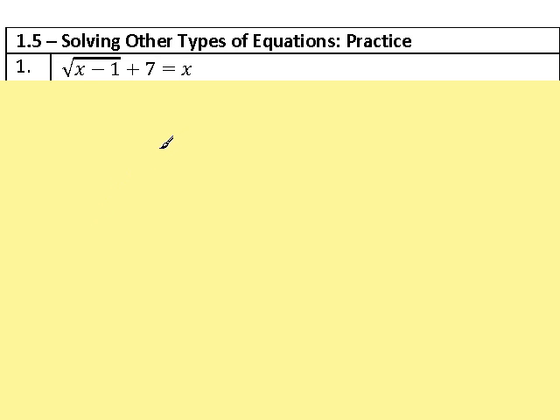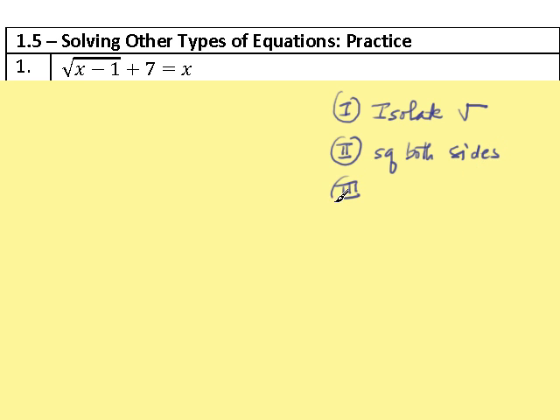In number one, we have a radical equation. So the way we solve radical equations is we isolate the radical. First, we isolate the radical, or I'll just write isolate the square root. And the second is we square both sides. And then we must remember that we must check. We always have to check our solutions.